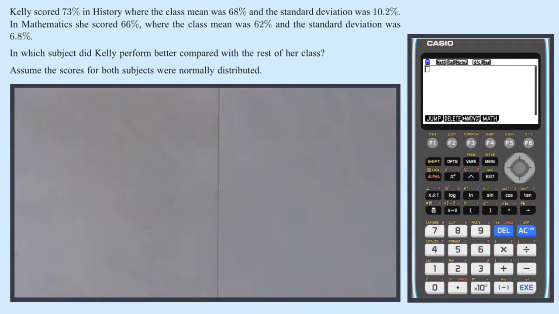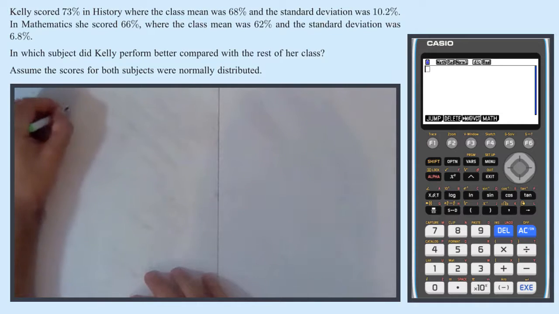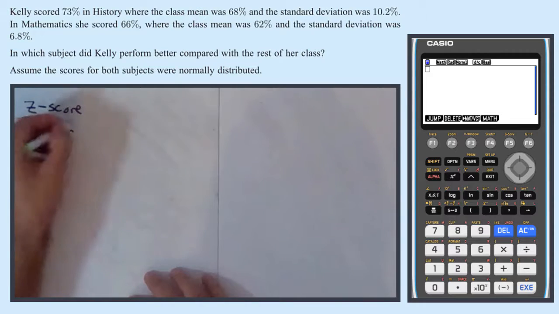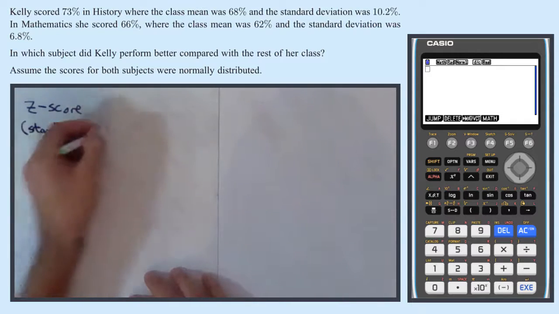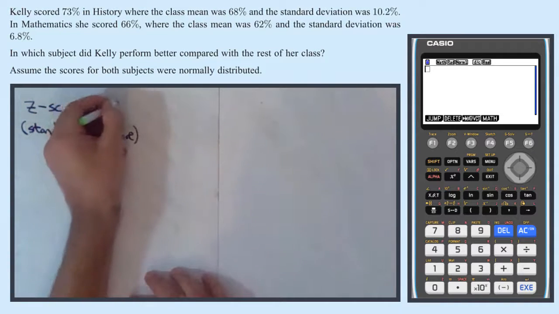We need to assume that the scores for both subjects were normally distributed. So when we're told something like this, we are interested in standardized scores. This is normalizing. A standardized score, often called a Z score, equals x minus mu over sigma.